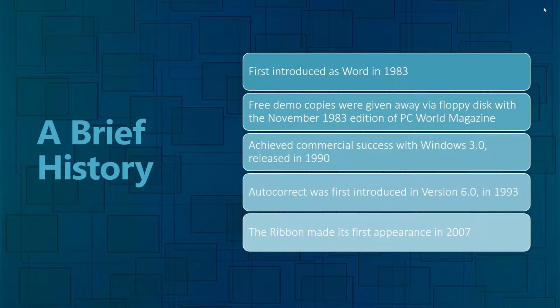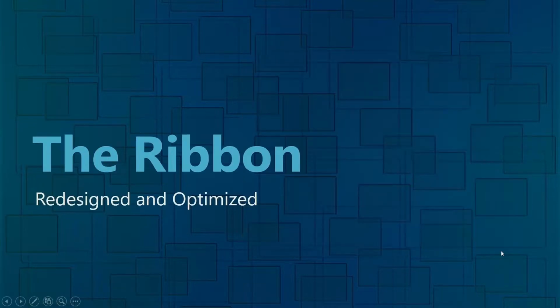So autocorrect has been around actually before the spell check suggestions were. That came much later. The red squiggly line underneath the misspelled words actually came after autocorrect. So that was fun to know. And then the ribbon that was sort of a stylistic revolution for Microsoft Word first made its appearance in 2007. So we're going to go ahead and start the presentation there with the ribbon.